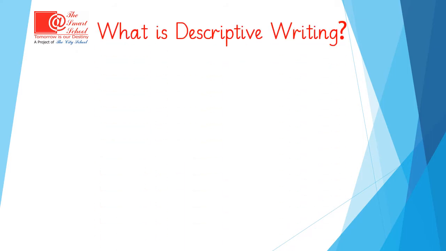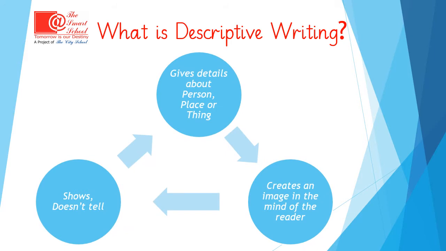Now let's think about it. What is descriptive writing? You guys have written descriptive passages before as well. Yes, descriptive writing is when we give details about certain things. It could be details about a person, place, or a thing. Description is so clear that it creates an image in the mind of the reader.